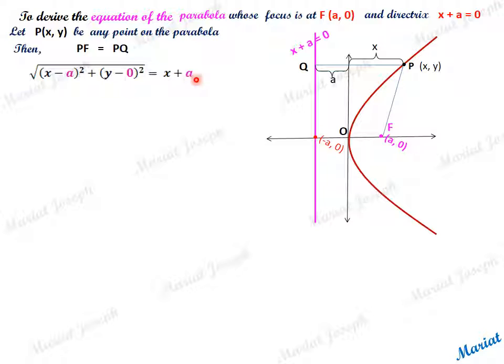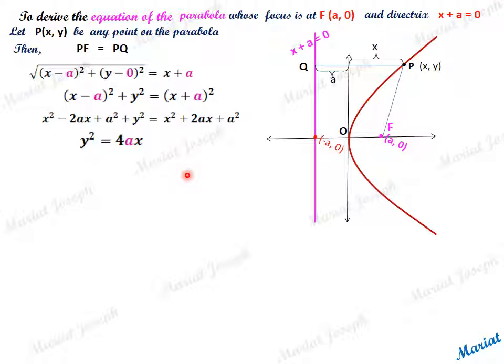Now we will simplify this equation. Squaring both sides, we have (x - a) squared plus y squared equal to (x + a) squared. Simplify further, expanding the brackets, we reach a simple equation y squared equal to 4ax. This is the condition to be satisfied by this (x, y) for this point P to lie on the parabola. Hence, the equation of this parabola is y squared is equal to 4ax.